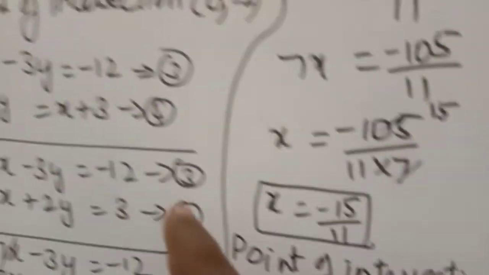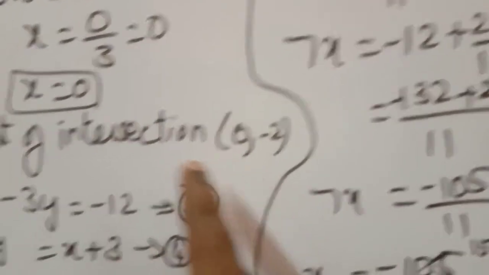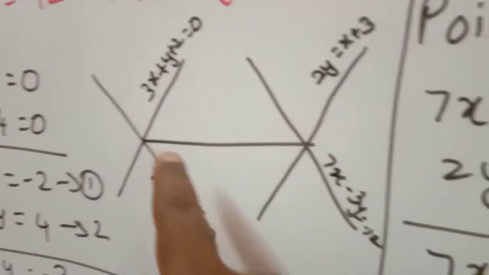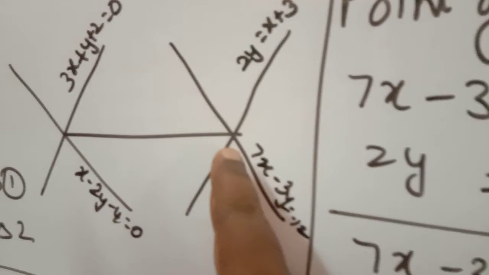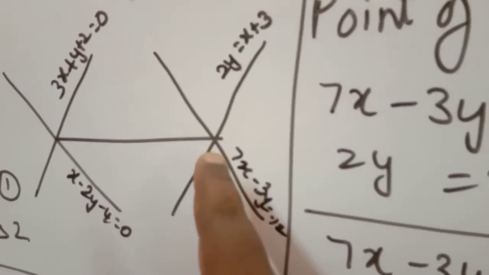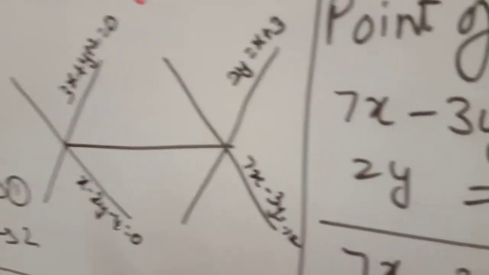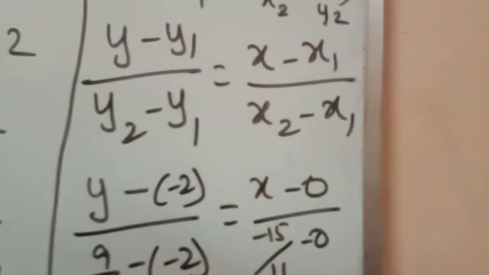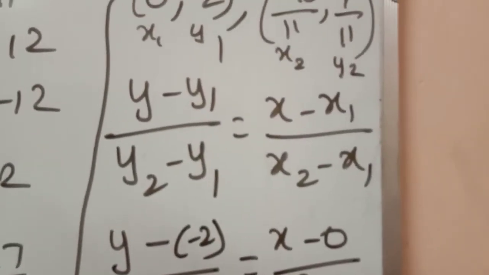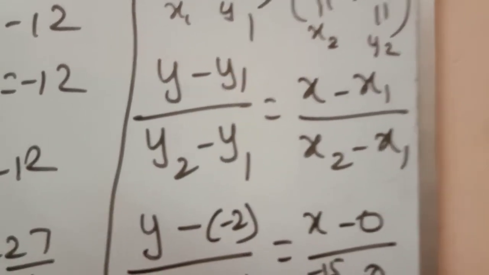Okay. So we got two sets of points. First point 0 comma minus 2. Now this point is minus 15 by 11 comma 9 by 11. Using these 2 points we are going to find the equation of this straight line. So using 2 points, what is the equation? y minus y1 by y2 minus y1 is equal to x minus x1 by x2 minus x1.